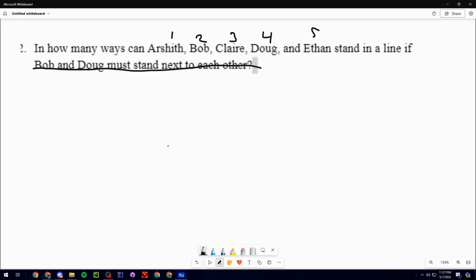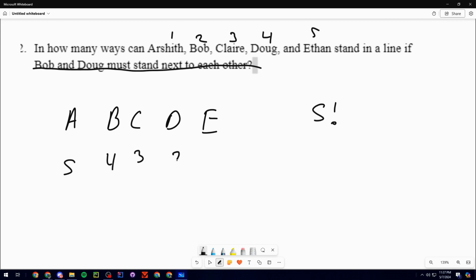We're just seeing how many different ways these 5 people can stand together. So let's just have them as A, B, C, D, E. That's a pretty common math team problem. That's just going to be 5 factorial, right? Because you have 5 choices for the first person, then 4 choices because one's gone, and so on and so forth, right? Now, we have a restriction. We have that these guys must be sitting next to each other, right? So 5 factorial isn't going to work.